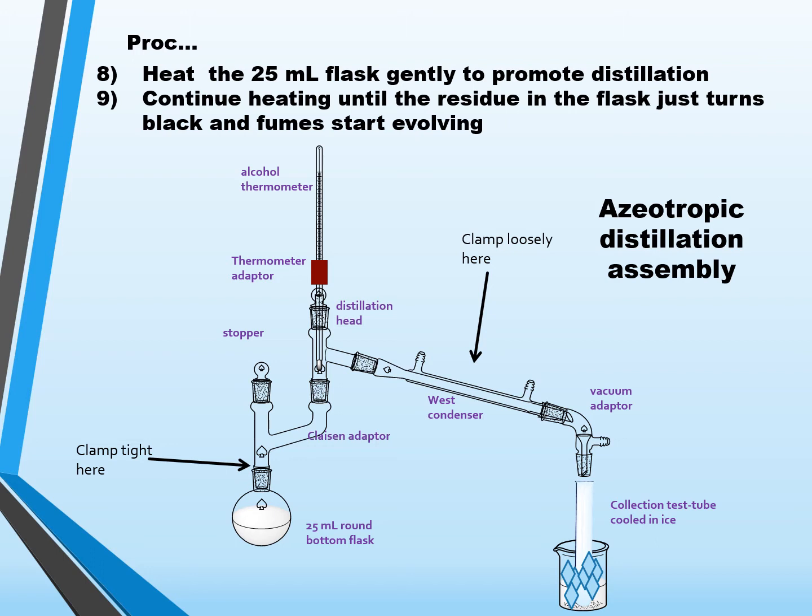So after you add the alcohol and the acid and the water into the round bottom flask and make the setup like this, apply gentle heating by turning on your heating source. If you are using a heating mantle, you just turn on the heating mantle and do the distillation for some time, particularly until you find the residue in the round bottom flask turning black and fuming inside the round bottom flask.